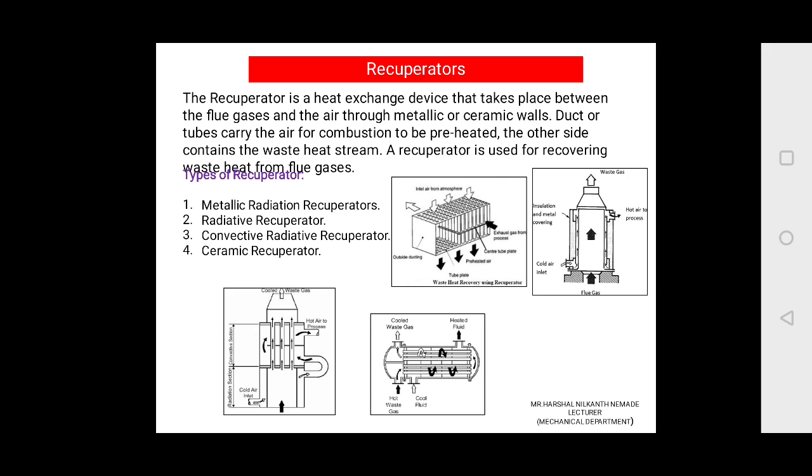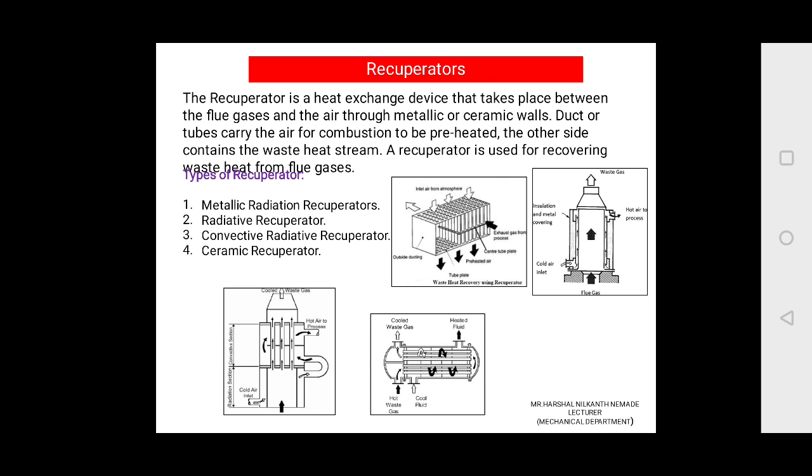metallic or ceramic wall. The duct or the tube carries the combustion air to the preheater. The other side contains the waste heat steam. The recuperator is used for recovering the waste heat from the flue gases. Types we will see: metallic radiation recuperators, radiative recuperators, convective recuperators, ceramic recuperators.